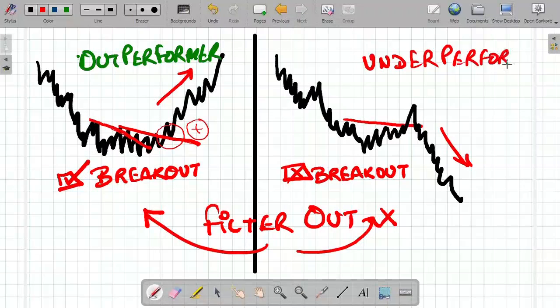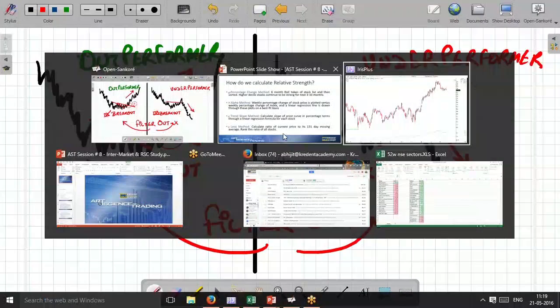Now, how do we do this? This will take us to step number 2. Now, this example I've shown is for a buy trade. The same thing is for a short trade. Remember, we are buying strength and we are selling weakness. So when it's about going long, we would like to go with the outperformers. And when it's the concept of going short, we will be going with the underperformers. This takes me to step number 2.